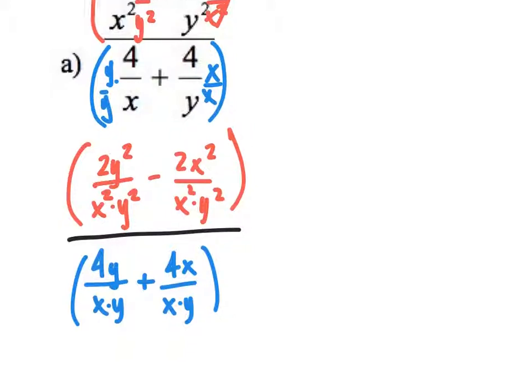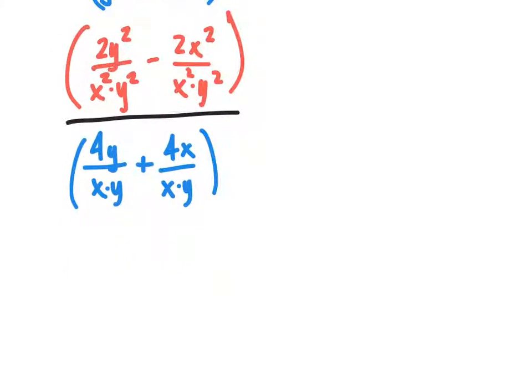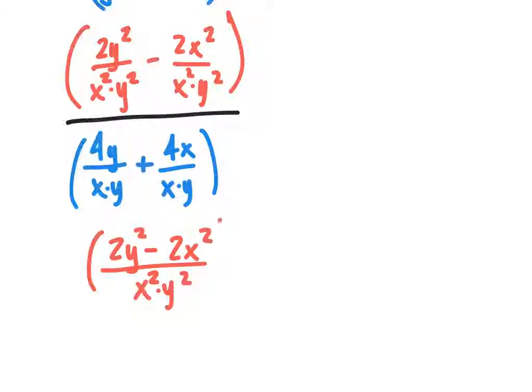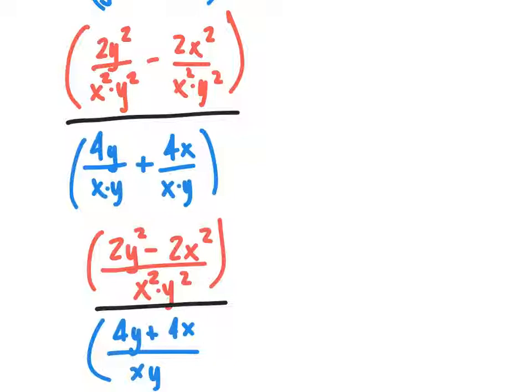So now, because I have common denominators, let's write that all as one fraction. Okay, so now I've got this. I've got 2y squared minus 2x squared over x squared times y squared. Okay, that's my numerator. Now my denominator is going to be 4y plus 4x all divided by xy, all right? So guys, I'm not doing anything different than I've done before. I'm just adding in another step here.